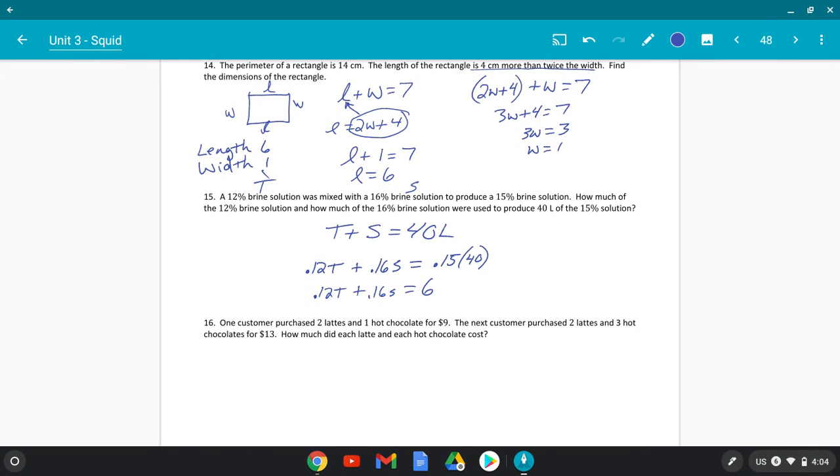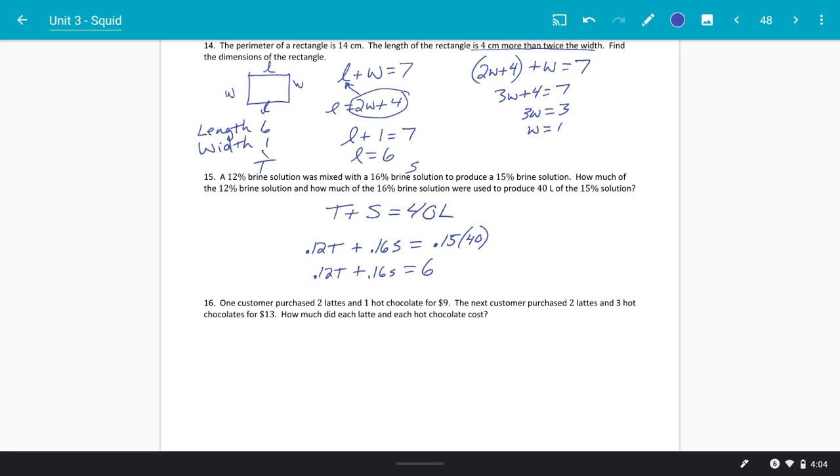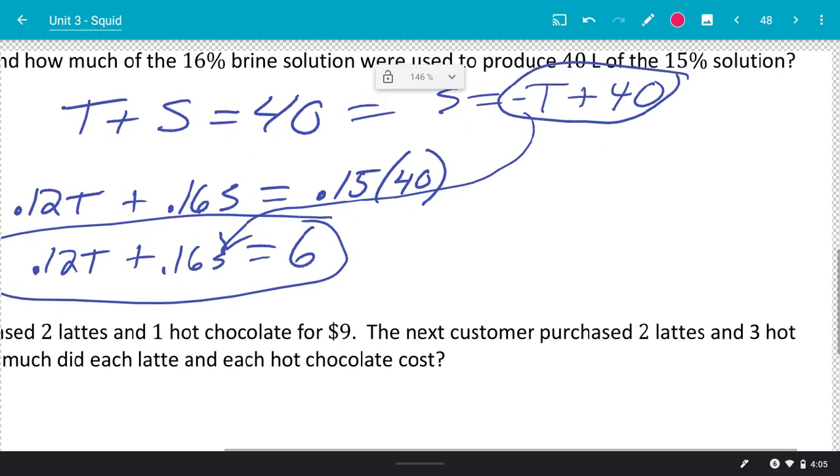All right, so now we have these two equations. And we got to solve or use one of our methods. I really don't need a W there. So I'm going to go ahead and take this one and solve it for S. So we got S equals negative T plus 40. Now I can take that value and substitute it in for S there. So let's do that. I'm going to run out of room here if I'm not careful.